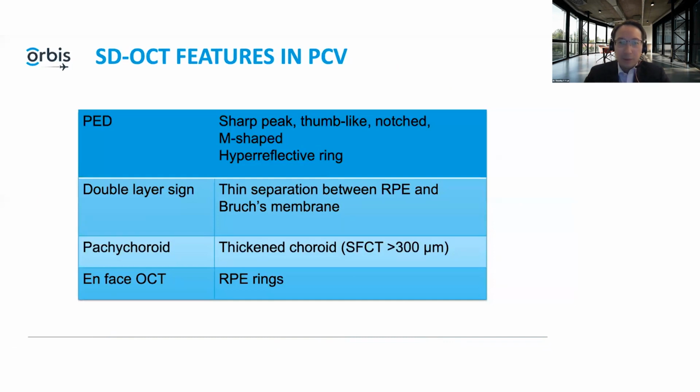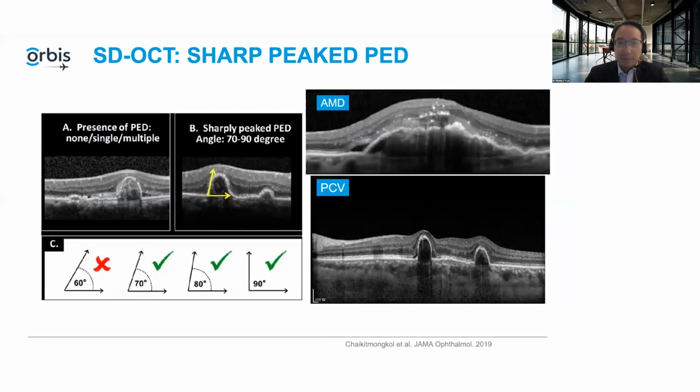So just look at some of the spectral domain OCT features of PCV. You can see the PED, which characteristically is a sharp peak or thumb-like or notch. It can also be an M shape with a hyperreflective ring. You can also see the double layer sign, a thin separation between the RPE and Bruch's membrane. Thick choroid, usually we consider it as 300 microns of subfoveal choroidal thickness or more. And also the en-face OCT can see the RPE rings.